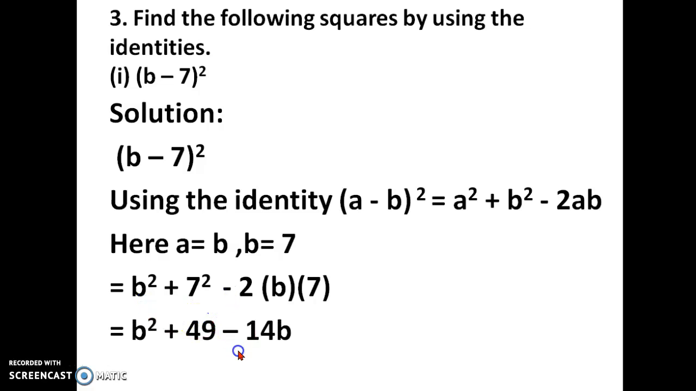Then minus sign put there, that same. Then 2 into b into 7. So b is a variable, right, as such. 2 into 7 is 14. So you will get like this.